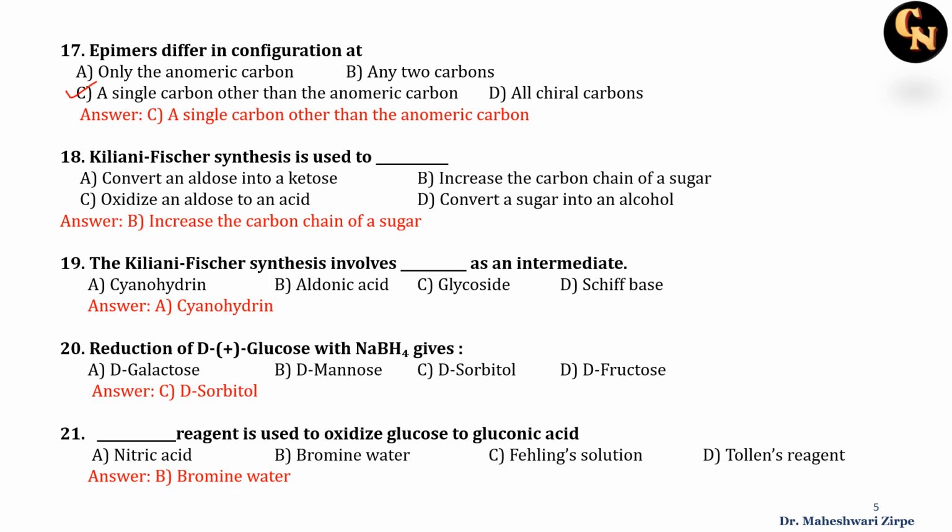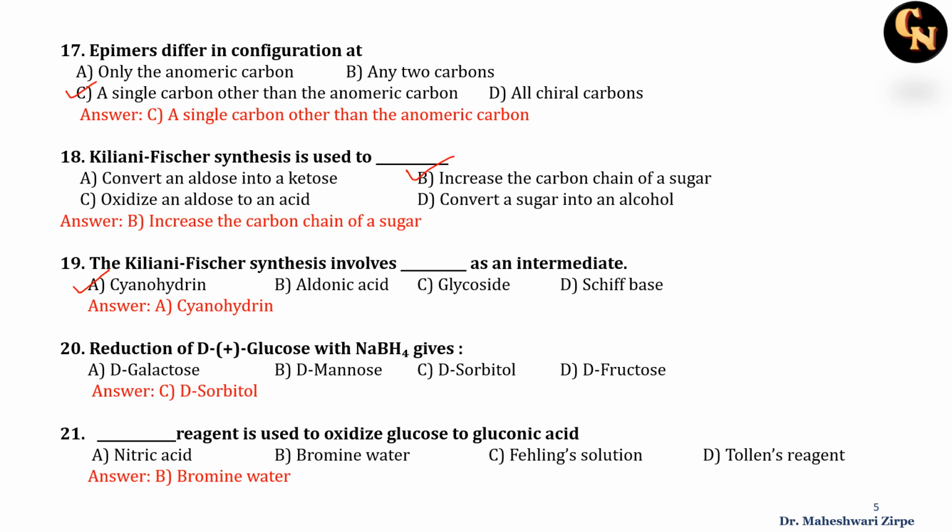Next is Kiliani-Fischer synthesis is used for dash. So basically Kiliani-Fischer synthesis is used to increase the carbon chain of the sugar. So option B is the correct option. If you want to increase the carbon chain of the sugar, you are going to use this synthesis. Kiliani synthesis involves dash as an intermediate. So basically in Kiliani synthesis, as we have seen in question answers, the intermediate formed is cyanohydrin. Okay, cyanohydrin, that is CN, which will have an OH group also on it.